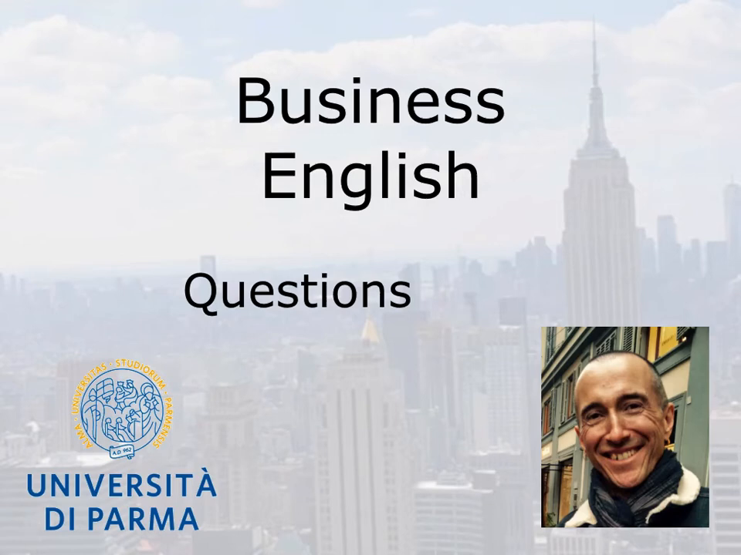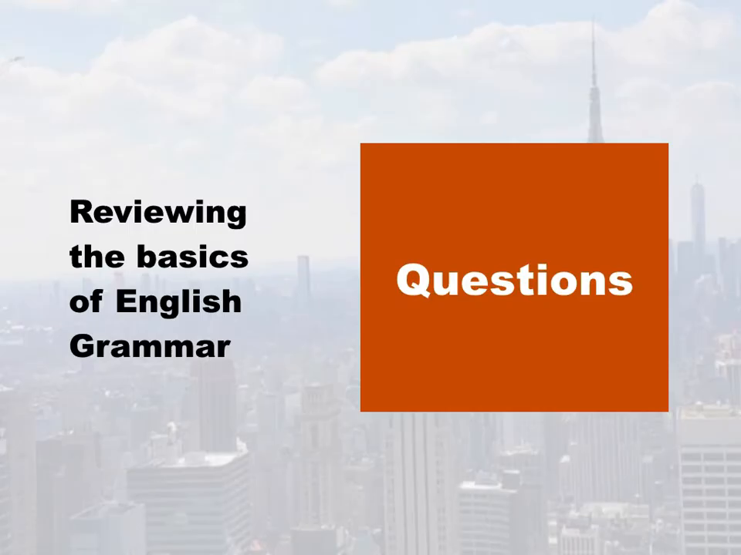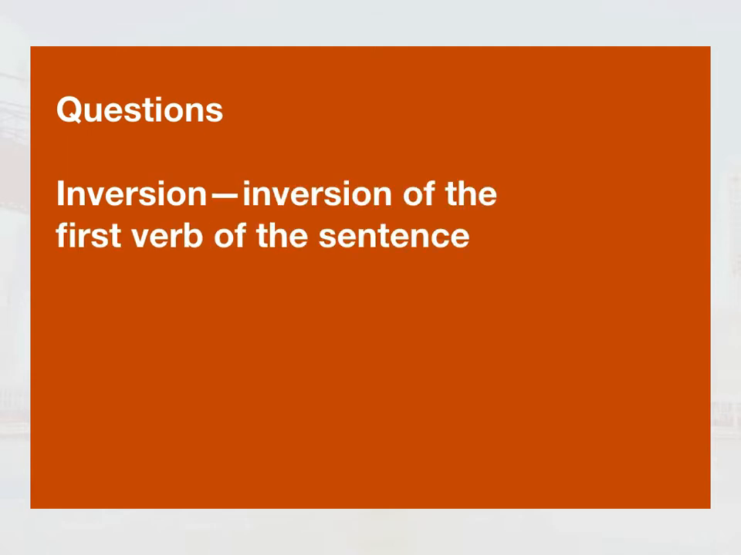Hi everybody, today we are going to be looking at questions in English, part of our review of the basics of English grammar. As we look at questions in English, one of the key characteristics that we're going to see a lot of is what we call inversion. And when we're talking about inversion, we're talking about inversion of the first verb of the sentence. So that for a typical positive sentence, you would have subject, then verb. When you invert this, you're going to have verb, then subject.